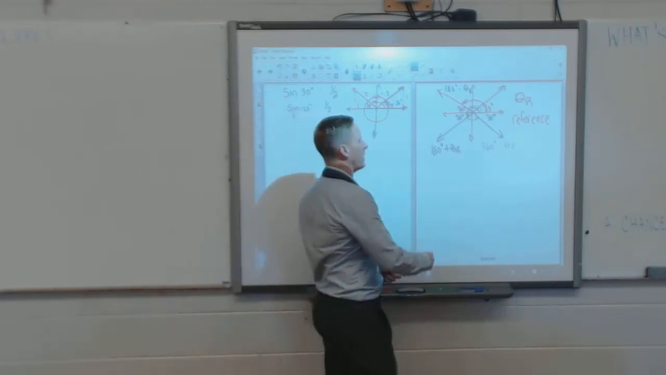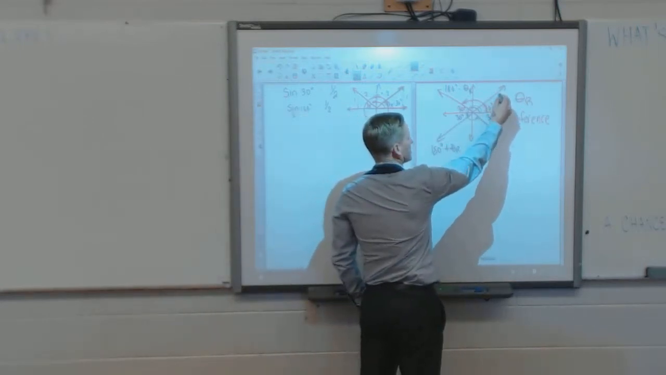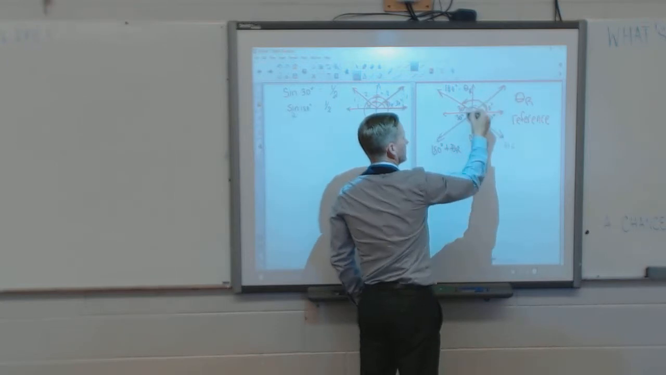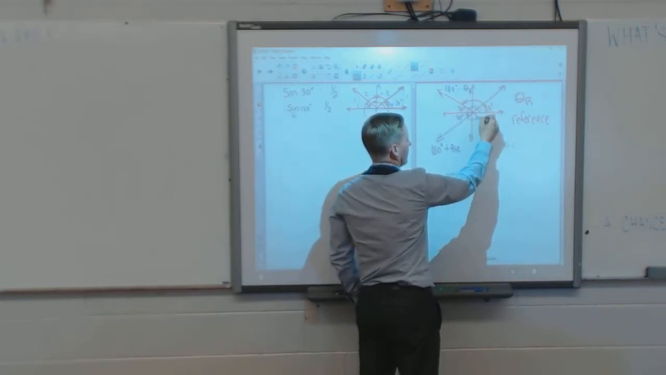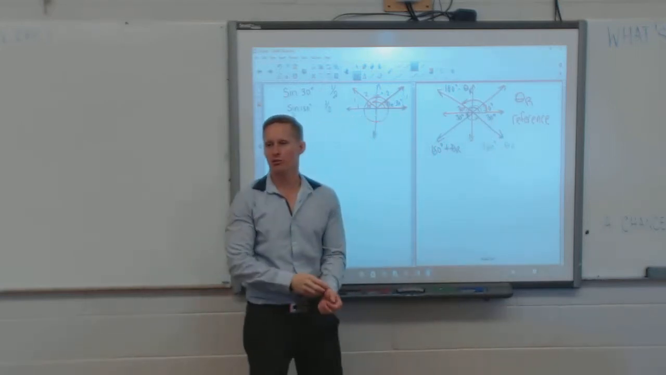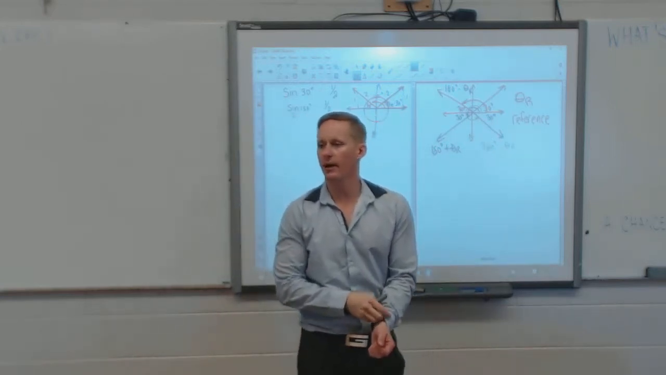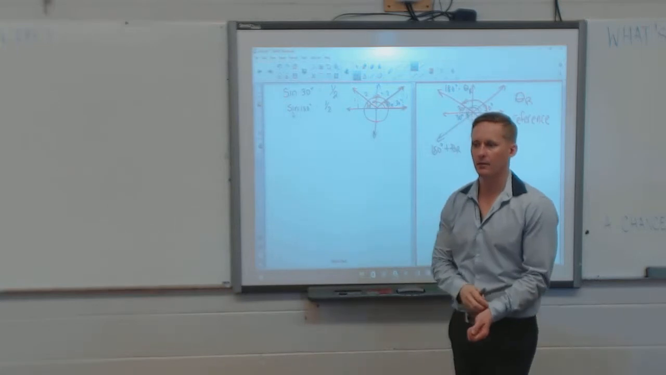So if I was talking about 30 degrees, then my ratio is 1 over 2. 1 of the opposite over 2 here. 1 over 2, 1 over 2, 1 over 2. The same ratios will occur on those very angles all the way through it.